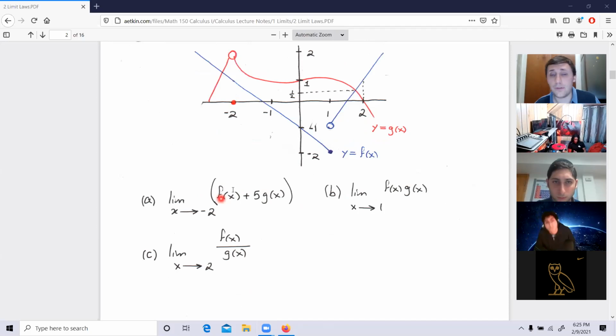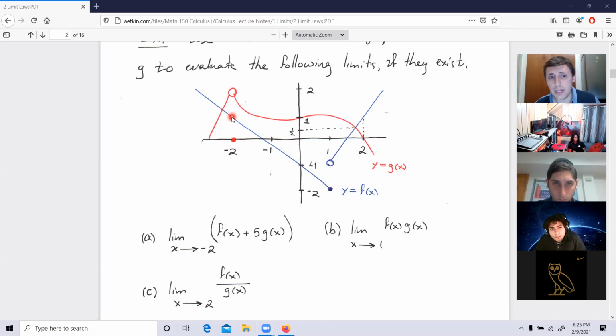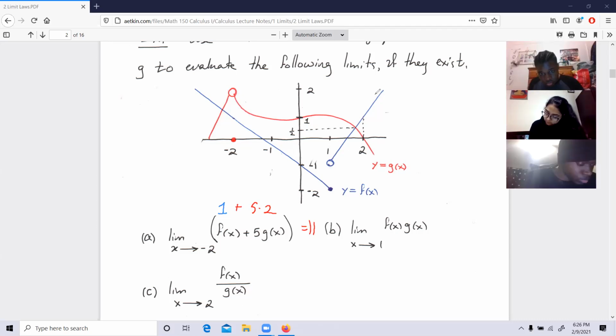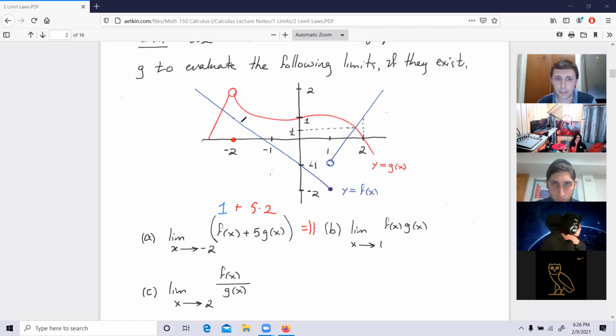So first of all, what is f of x becoming as x goes to -2? Here is -2. f of x is the blue curve. It looks like it's becoming 1. So f of x is going to be a number similar to 1 as x goes to -2, and g of x as x goes to -2 will look similar to 2. So it looks like 5 times 2, and altogether I am expecting the number 11. Clear? Very nice. I just use the graph and the idea that f is very similar to 1 as x goes to -2 and g is very similar to 2.